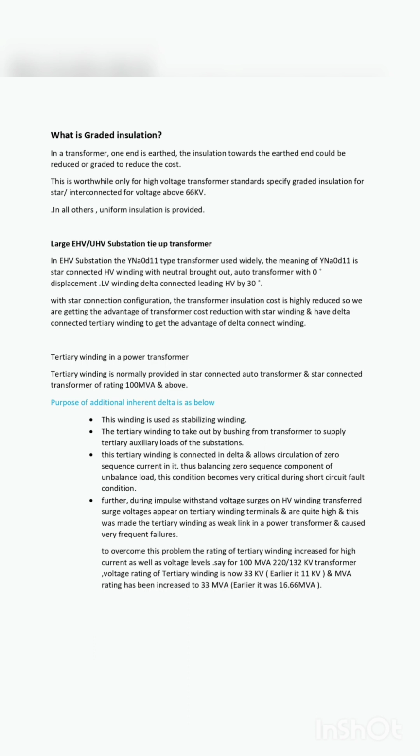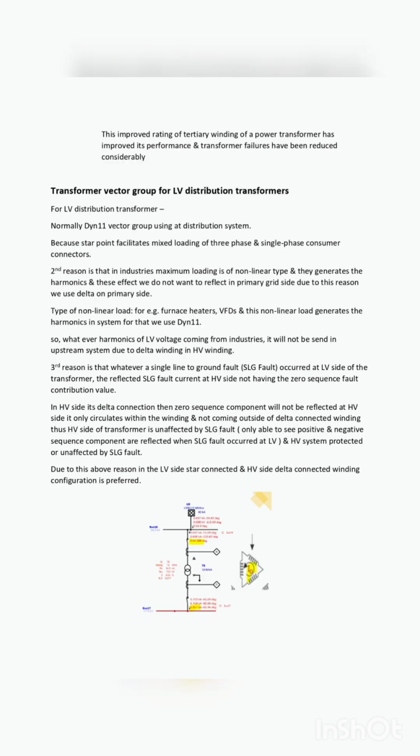Say for a 100 MVA, 220/132 kilovolt transformer, the voltage rating of the tertiary winding is now 33 kilovolts, earlier it was 11 kilovolts, and the MVA rating has been increased to 33 MVA, earlier it was 16.66 MVA. This improved rating of the tertiary winding of a power transformer has improved its performance and transformer failures have been reduced considerably. Transformer vector group for LV distribution transformers.